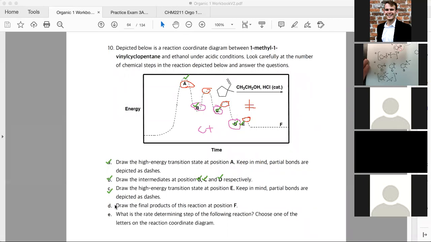So now we're on D. Draw the final products at position F. So we kind of saw that. So the final position is here, at F. And we generated how many chiral centers at this position? Guys, put in the chat box. How many chiral centers did we generate from this product? 2, right? So how many major stereoisomers am I expecting? 4, yep. We know the formula, 2 squared, that's 4.